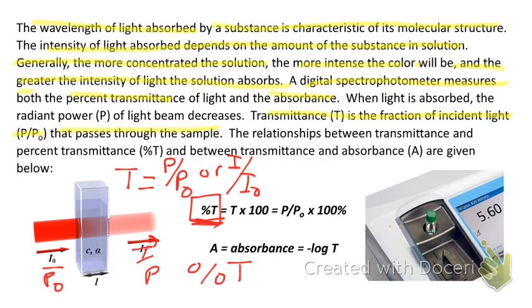So here we have a digital readout, and it's reading 5.60. That's the percent transmittance on the digital readout.